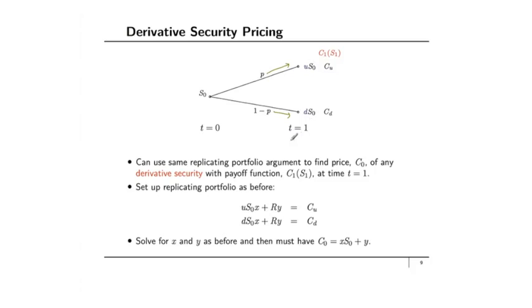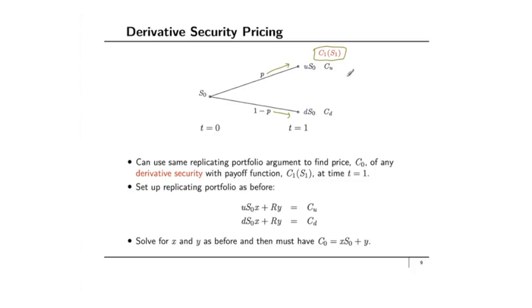Assume we want to compute the fair value, or the arbitrage-free price, of a derivative security whose payoff we'll call C1 of S1, with the following payoffs. It pays off C_U up here, and it pays off C_D down here if the stock price fell. So this is the payoff of the derivative security at t equals 1. Well, we want to compute the fair value of that security, and we can do it in the exact same way as before. What we do is construct at time t equals 0 a replicating portfolio.